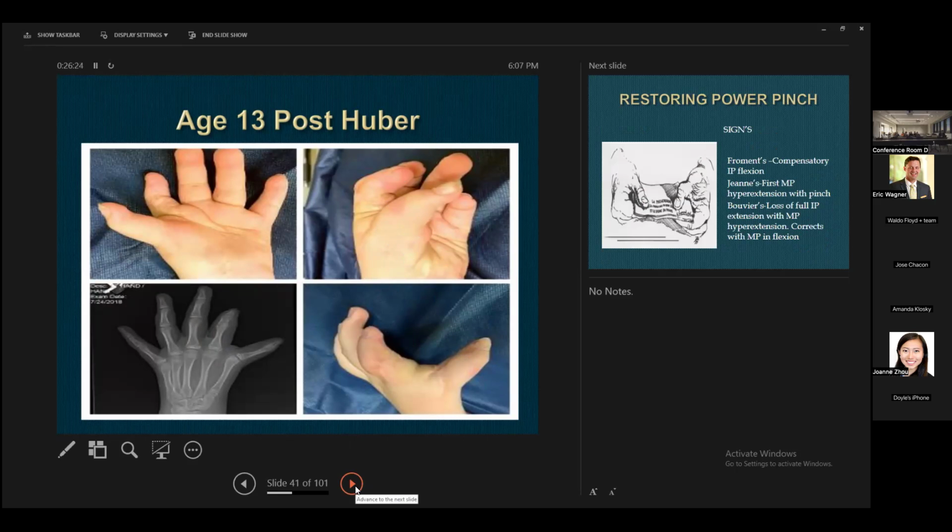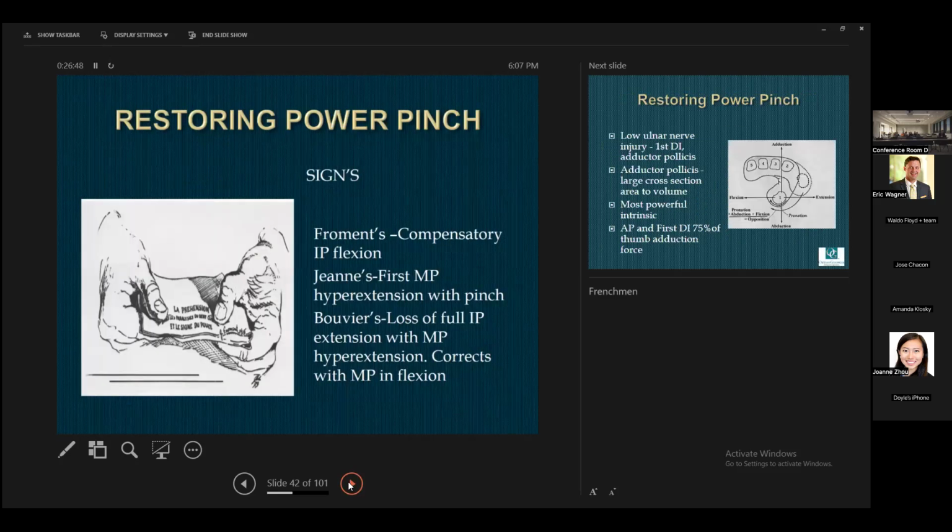I sent you a copy of the paper I just did. It's in JBJS Open Access, and just came out. Michael asked me to do a talk a couple of years ago at Georgia Hand, and I said, well, I think I'll do one on first web. And so we just wrote it up and got it published, and this case is one of the cases in it.